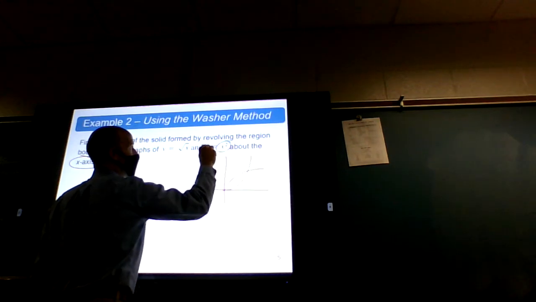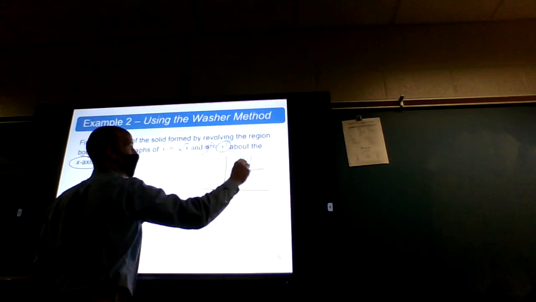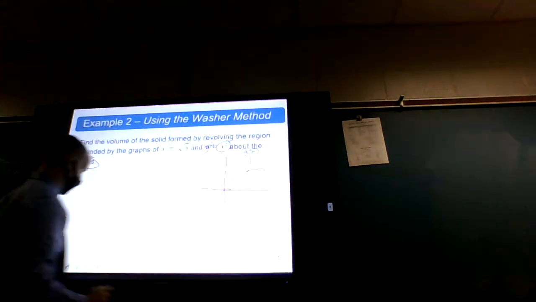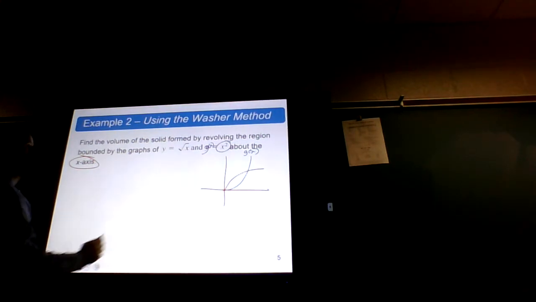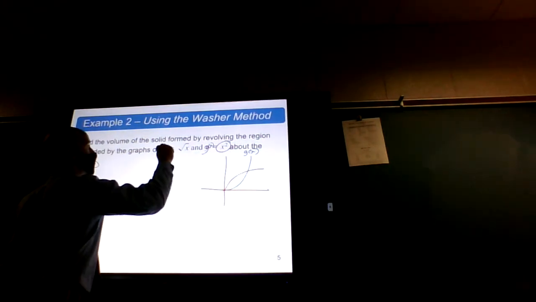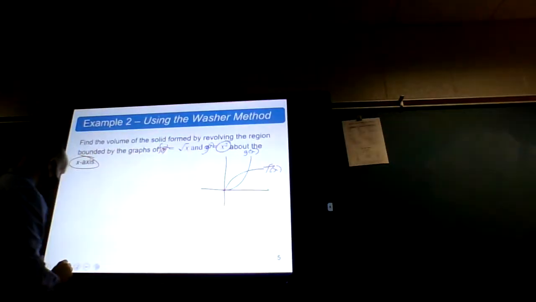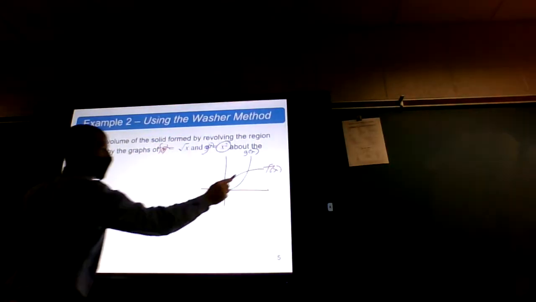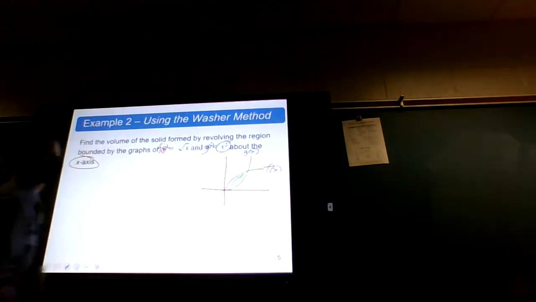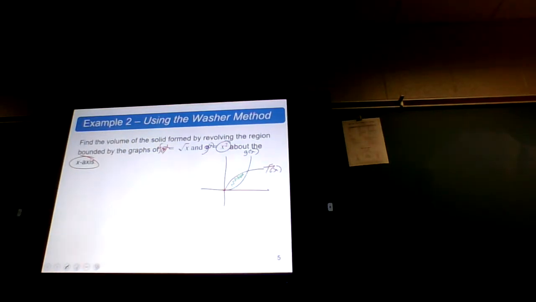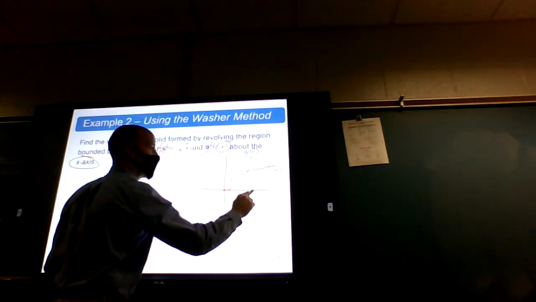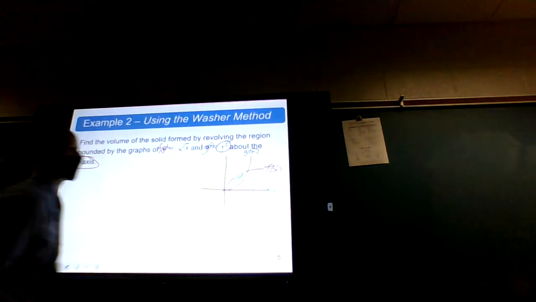So this is, I'll call this the g of x. So there's your g of x. And then this one here, I'll call it f of x, okay? So here's f of x. So now we've got this little region here in the middle. I'll just kind of make it green. We're trying to deal with that guy. We're going to rotate it around the x-axis. And we're going to use our formula.